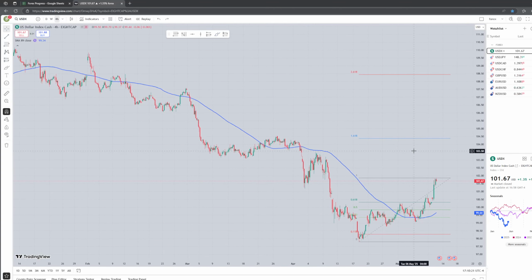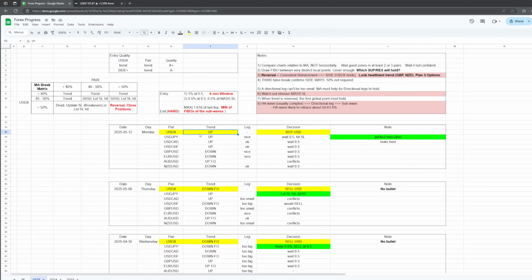Okay, let's write it down. Today is May 12th, Monday. USD index trend is up and our decision is to look for opportunities to buy USD.